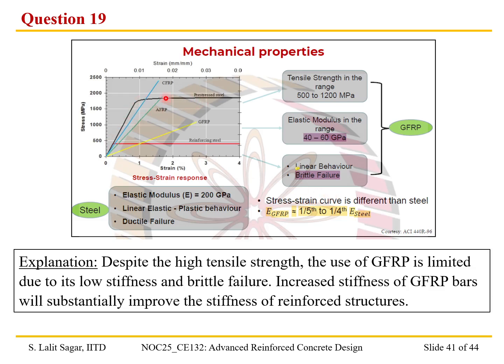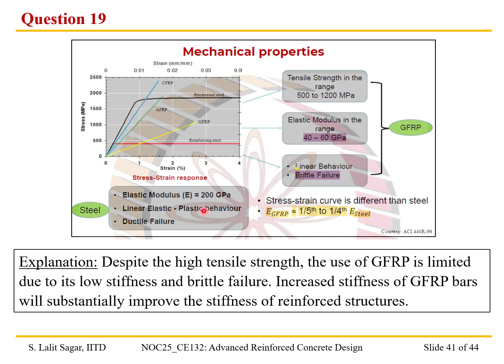The black line over here corresponds to the prestressed steel as well as the reinforcing steel. Then the CFRP rebars are represented by the blue line. Then we have the AFRP, aramid FRP bars, given by the green line, and then the GFRP bars given by the yellow line. So CFRP, AFRP, and GFRP have decreasing values of the modulus of elasticity.